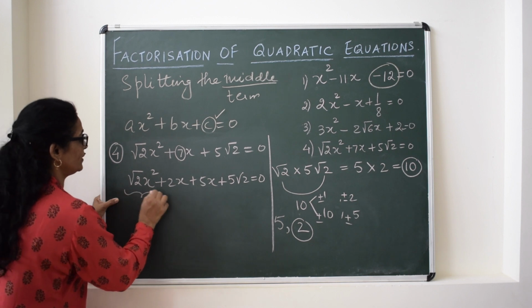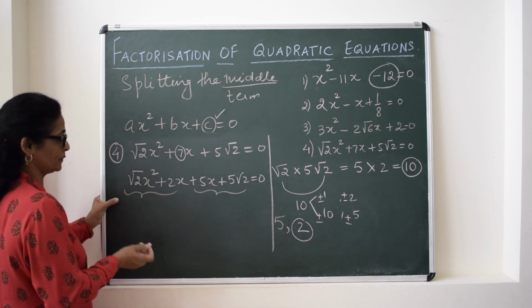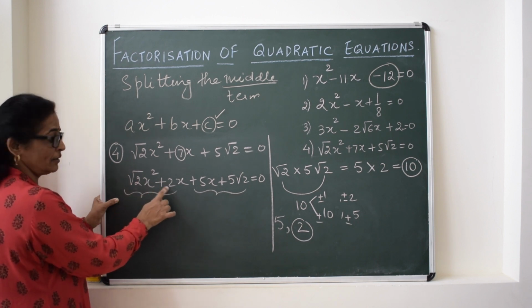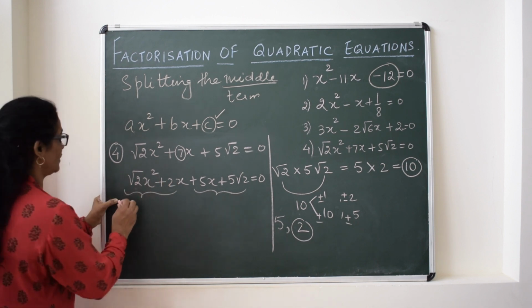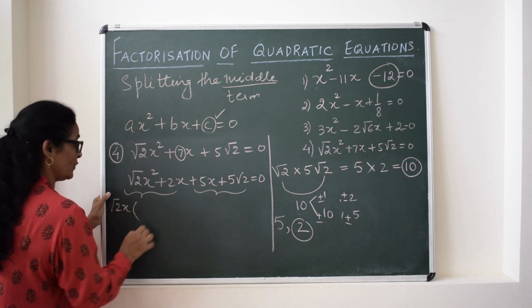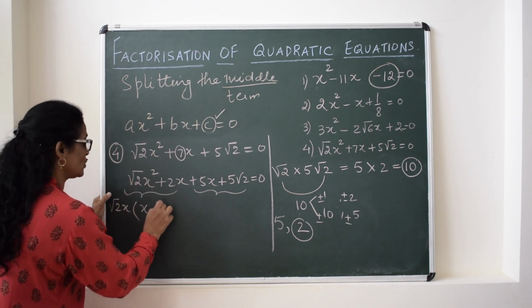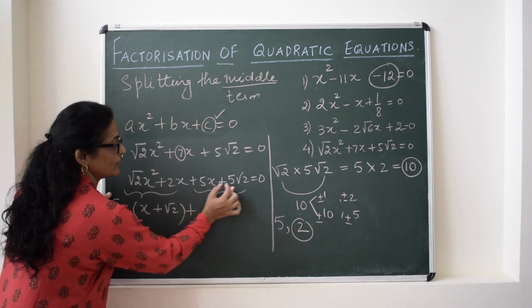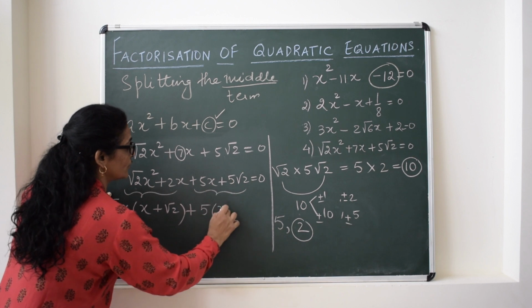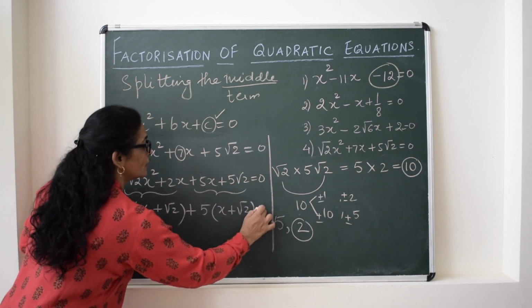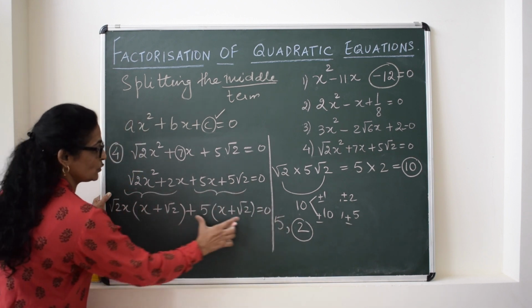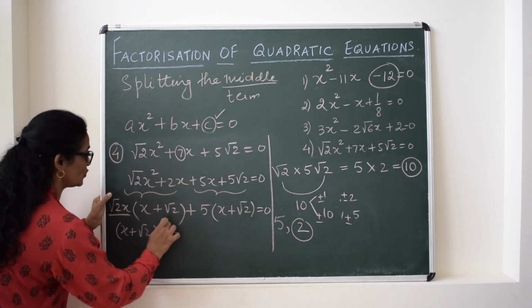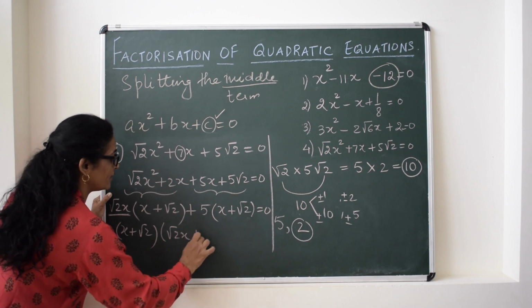Now we have to choose the common factor. From root 2 and 2, root 2 is common, x square and x is common. So root 2x is common, left out is x plus root 2. Okay. Now from these two, 5 is common and left out is x plus root 2. From these two terms, x plus root 2 is common and left out here is root 2x and here is 5.